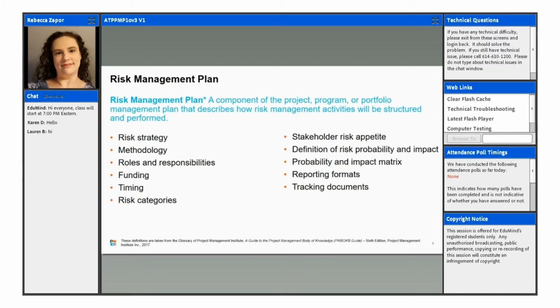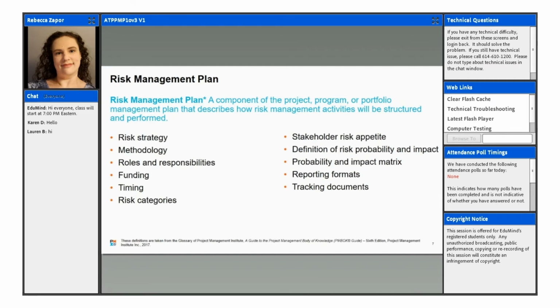You could also have things like timing. That's going to identify at what points the risk management process is going to be performed on the project, and it'll determine the guidelines for use of the schedule contingency reserves. So it's basically going to determine what risk management activities are going to be part of the project schedule.